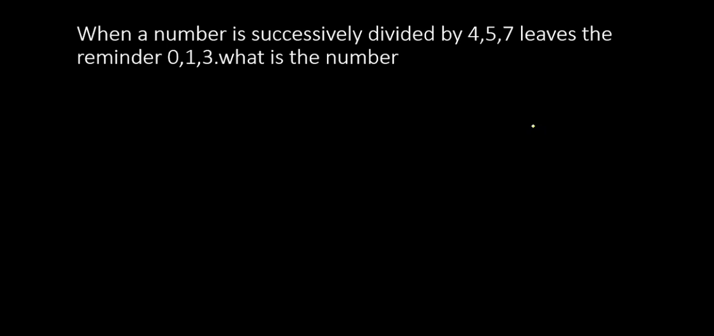When a number is successively divided by 4, 5, 7, it leaves the remainders 0, 1, 3. What is the number? Now see here, we are going to successively divide a number by 4, 5, 7. When the question is asked like this, you always take the greatest divisor. What is the greatest divisor here? 7. So when you divide a number by 7, let us assume 7k, and the remainder here is 3. Now I substitute k equal to 1. So it becomes 7 into 1 plus 3 is equal to 10.